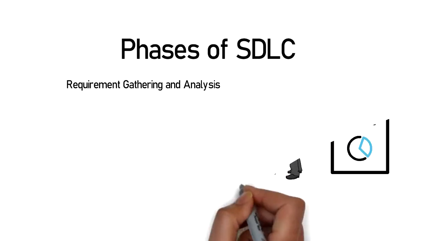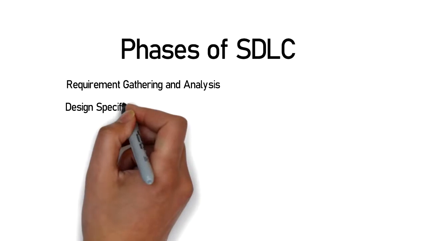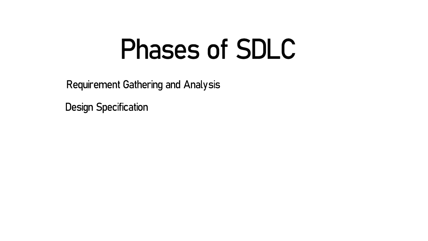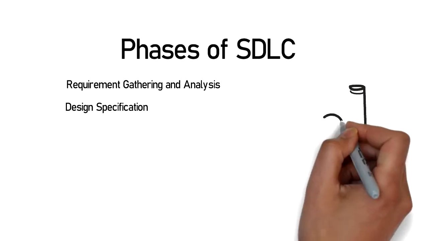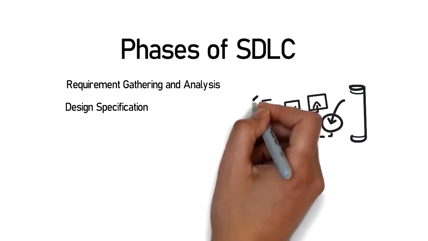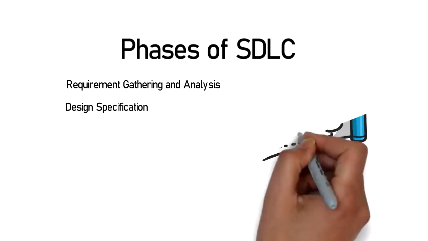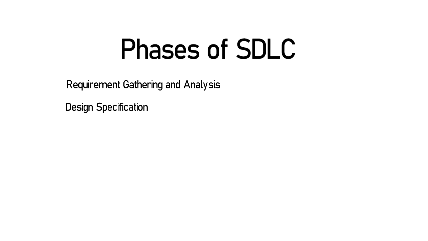After the requirement gathering and analysis phase, we have the design specification phase. In this phase, a software design, or we can say a layout, is prepared according to the requirements specified in the previous step. Here, the requirements are broken down into multiple modules and a design document is created that is considered as the input for the next phase, which is the implementation phase.